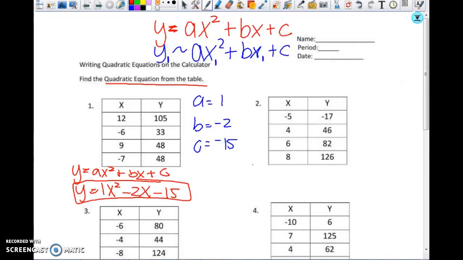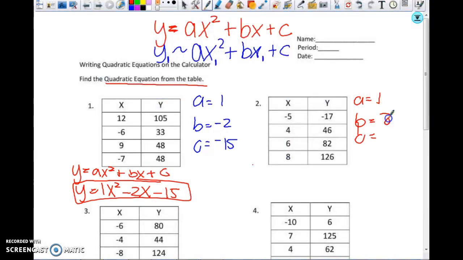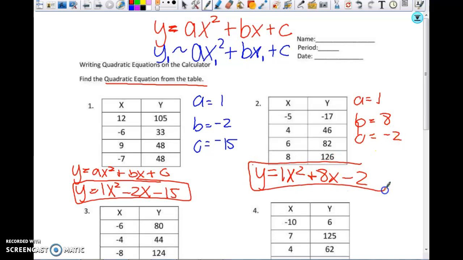So the a is a 1, b is 8, c is negative 2. So remember, just plug it in. So if your equation is y equals 1x squared, the b is next, so you do plus 8x. And the c is a negative 2, you just do minus 2. And that's your equation, and that's what you type in Schoology, okay?